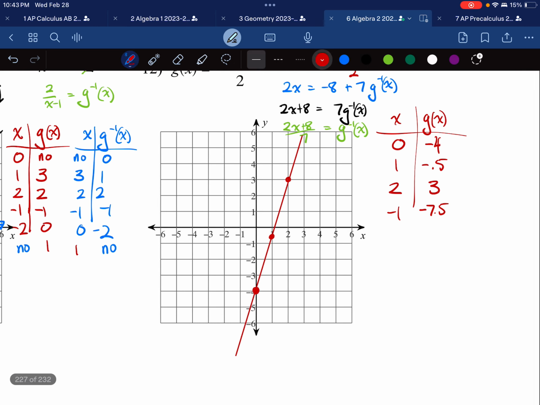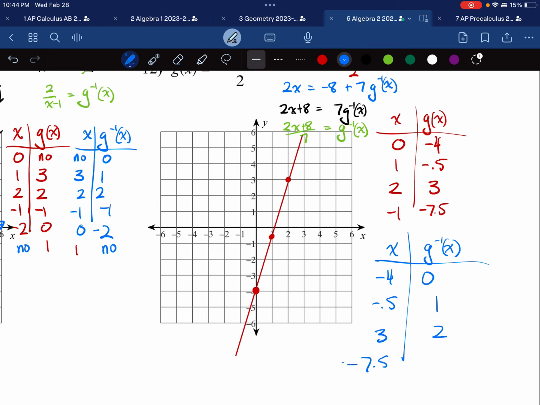And we just have to graph the inverse function out here. So this is going to be x and the inverse of x. And we just have to swap the x and y values. So it's going to be negative 4, 0, then negative 0.5, 1, then 3, 2, then negative 7.5, -1. All right, so let's graph these. Negative 4, 0, negative 0.5, 1, and 3, 2. Okay, make a line that goes through those. That's the correct slope, and I'll move it in the right spot. That is in the right spot.